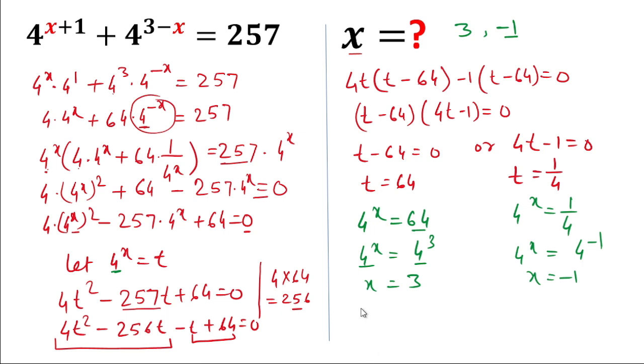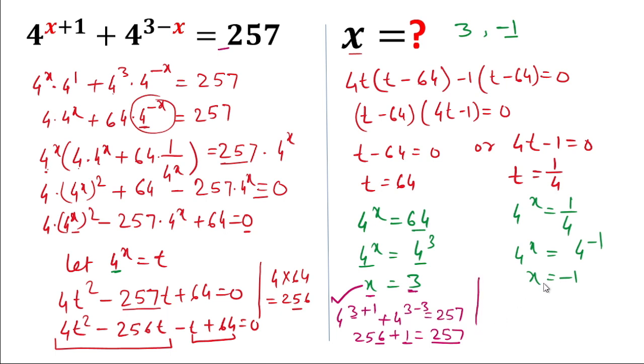Now we'll check that they satisfy the equation. Now we'll put the value of 3 and check the equation here. If we put x is equal to 3, then it will be 4 to the power 3 plus 1 plus 4 to the power 3 minus 3 is equal to 257. And if we solve, 3 plus 1 is 4, 4 to the power 4 is 256. And here 3 minus 3 is 0, 4 to the power 0 is 1, is equal to 257. So friend, if we add 256 and 1, it will be 257. So this value x is equal to 3 satisfies this expression.